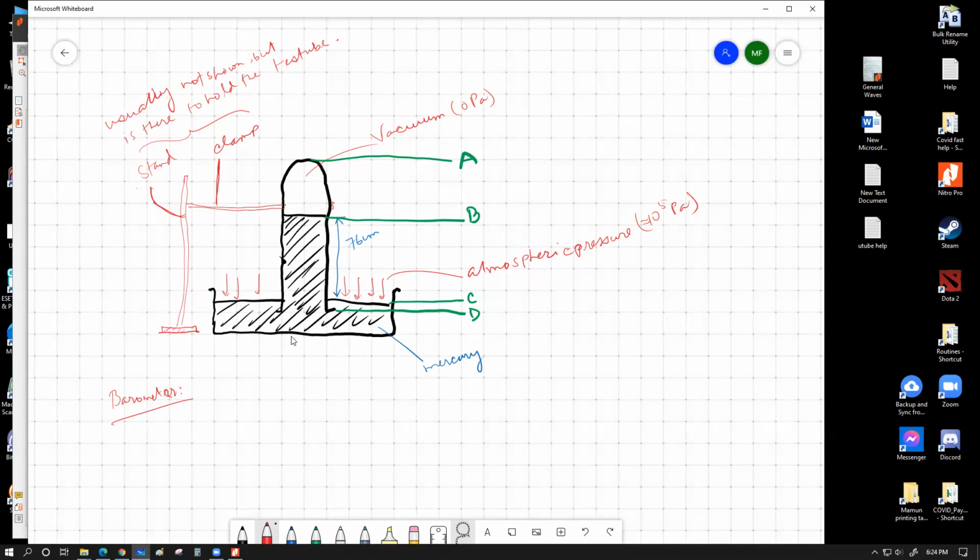Write a paragraph below. The empty space above the liquid inside the test tube is a vacuum. Full stop.